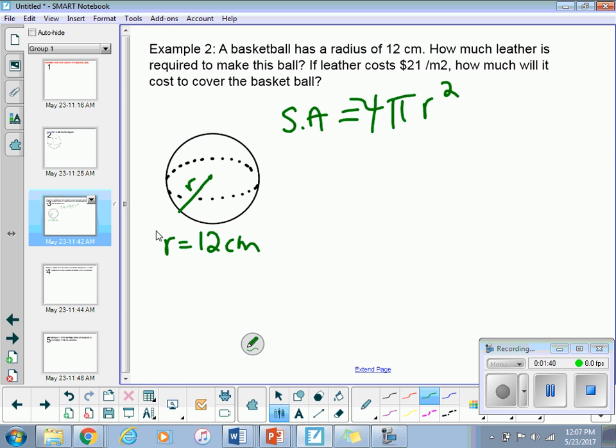By the way, the smartboard's acting kind of funny, so if it does something strange, like with the number 4 there, bear with me.